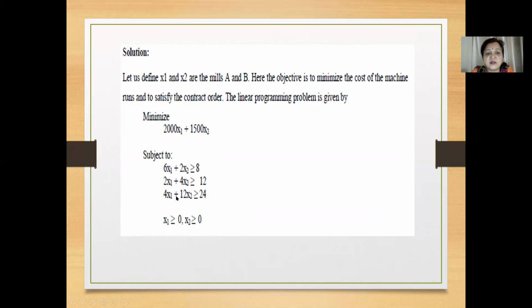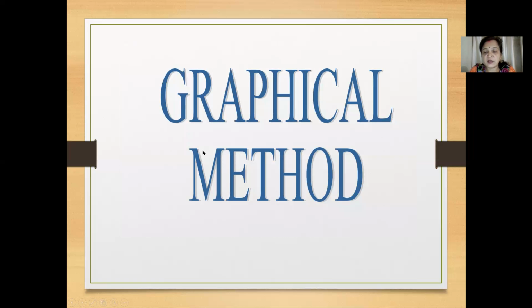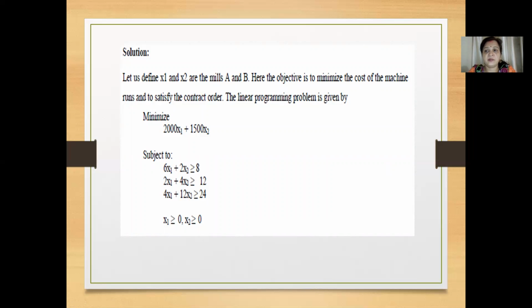And obviously these number of days are always greater than or equal to 0. So there are two more constraints to represent the non-negative condition of x1 and x2. So our linear programming problem is given in this way. So this is how we can frame a linear programming problem for the given conditions.